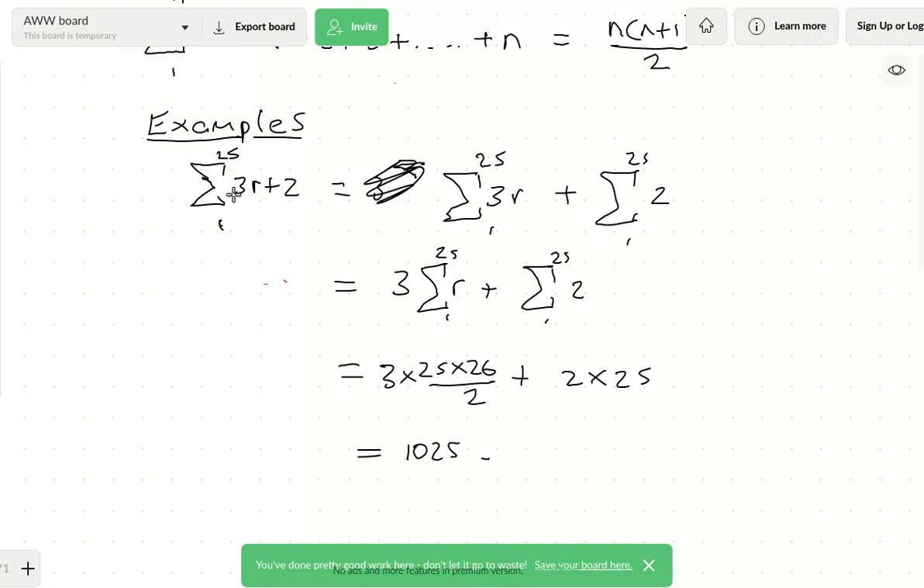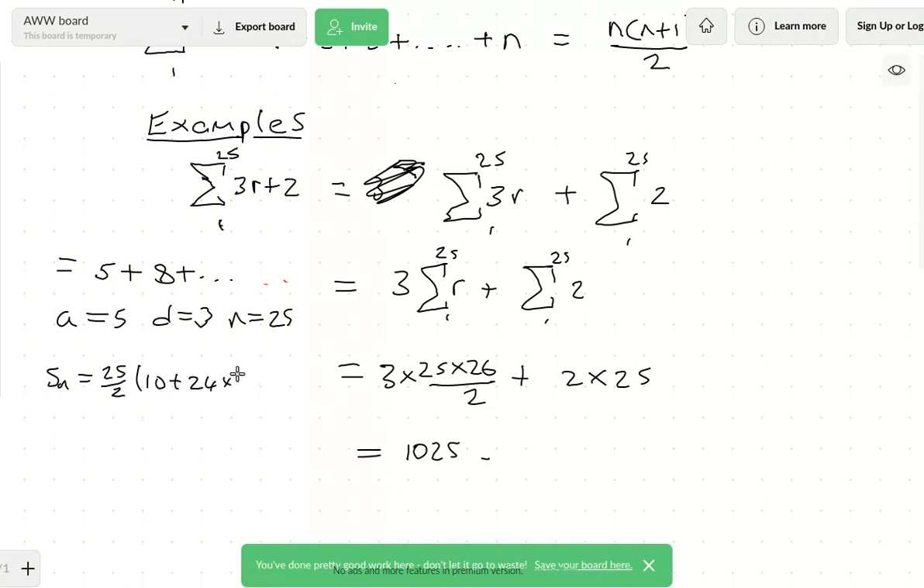I'm quite happy to show you very quickly that the sum of an arithmetic sequence formula would have given me the same result. If you think about the first few terms, it would have been 5 plus, and then when you plug in 2, 8 plus, going on all the way up to whatever the last term is, which is 77. But what have we got here? We've got a is 5, we've got d is 3, we've got n is 25, and so the sum is 25 over 2, 10 plus 24 times 3.